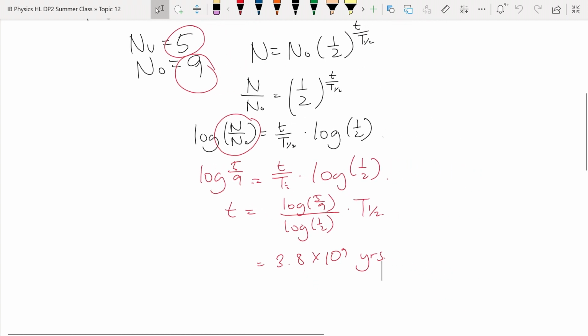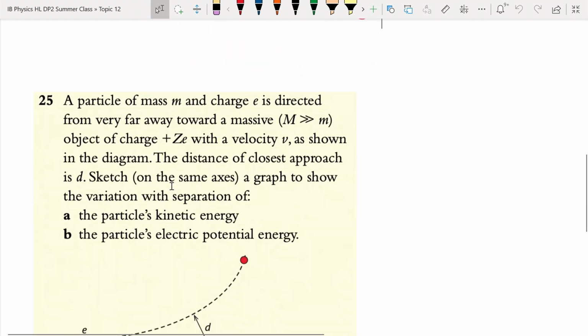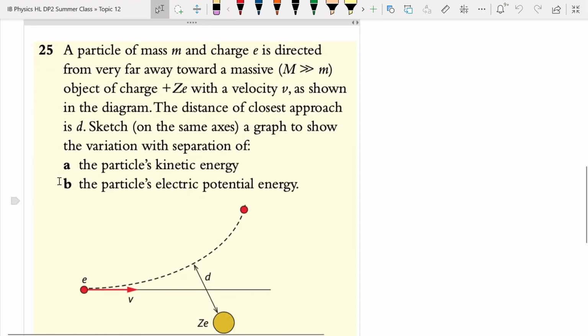The second method is quite a bit longer. I will post the longer method in OneNote after class. For now, we'll just move on to question 25. And question 25 says, a particle of mass m and charge e is directed from very far away towards a massive object of charge Ze with a velocity of v, as shown in the diagram.